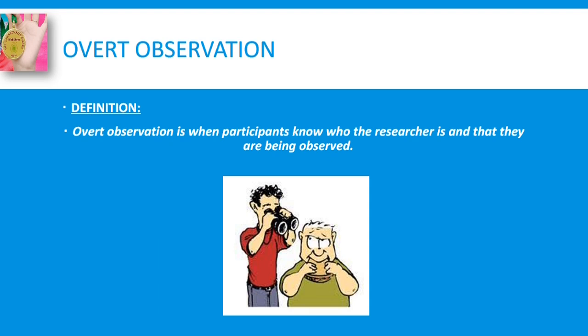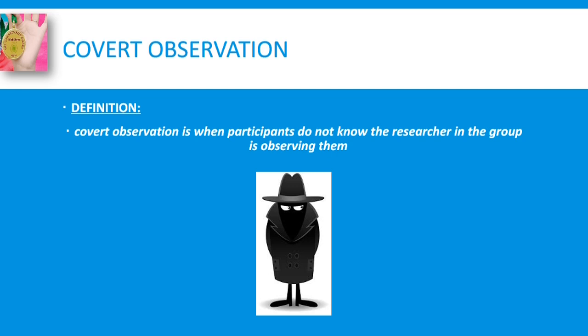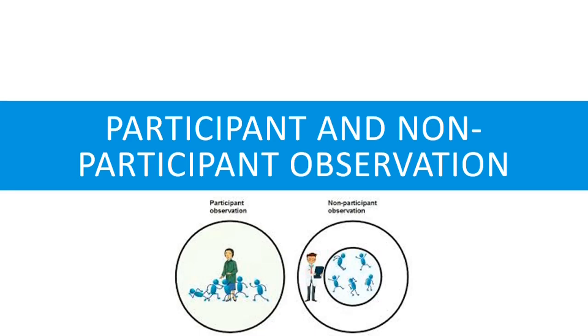Now let's come to overt and covert observation. This is a type of observation. Overt observation is when the participant knows who the researcher is and that they are being observed. And covert observation is when participants do not know that the researcher in the group is observing them. Especially secret agents do this; they are doing covert observation.